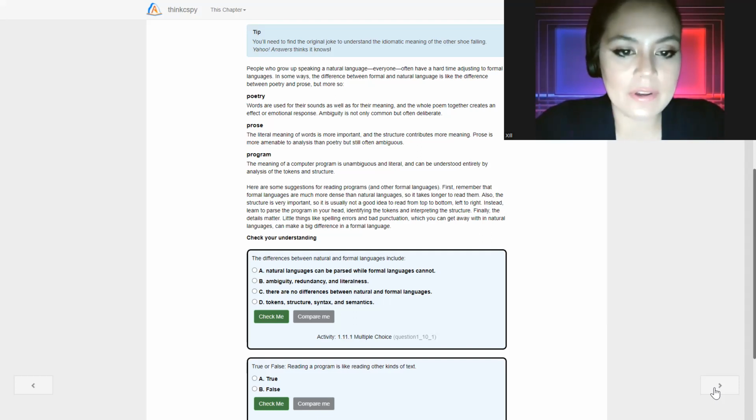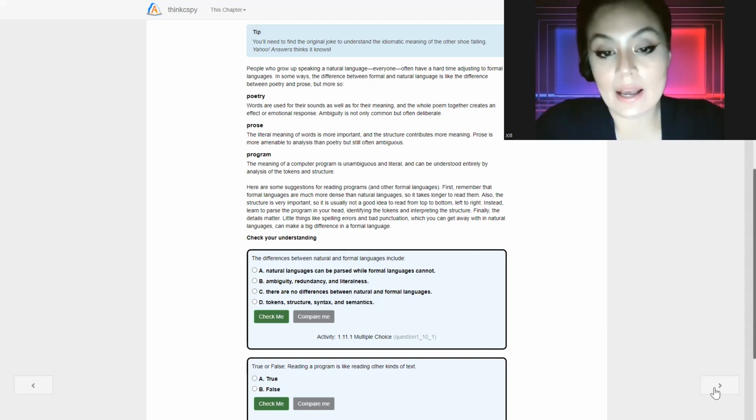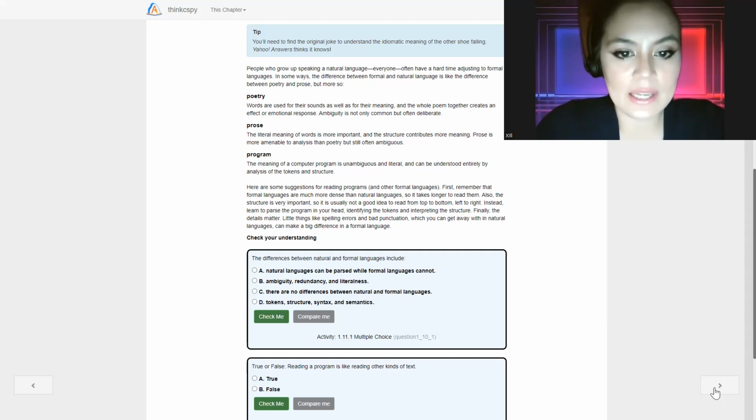On the other hand, we have programs. The meaning of a computer program is unambiguous and literal, and can be understood entirely by analysis of the tokens and structure. Here are some suggestions for reading programs in other formal languages.